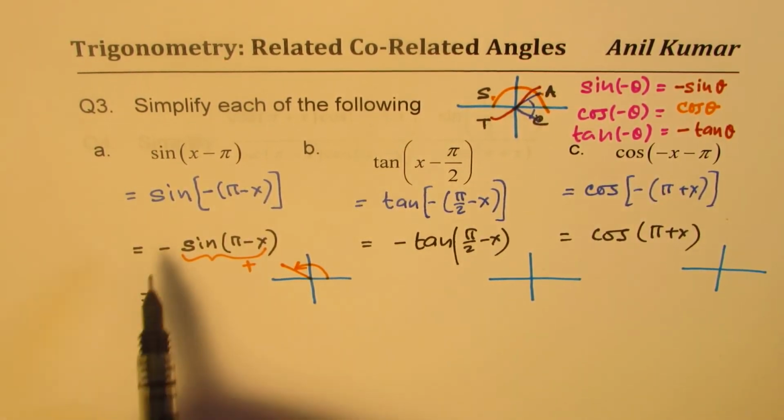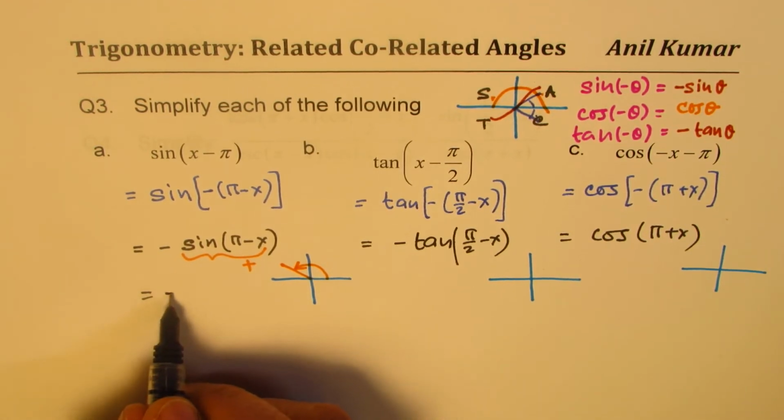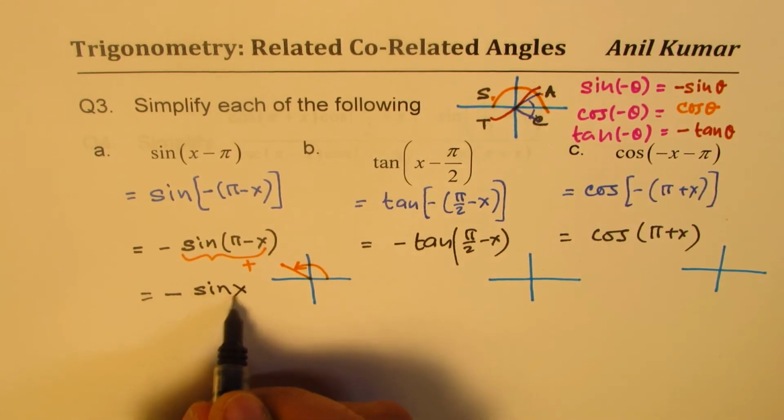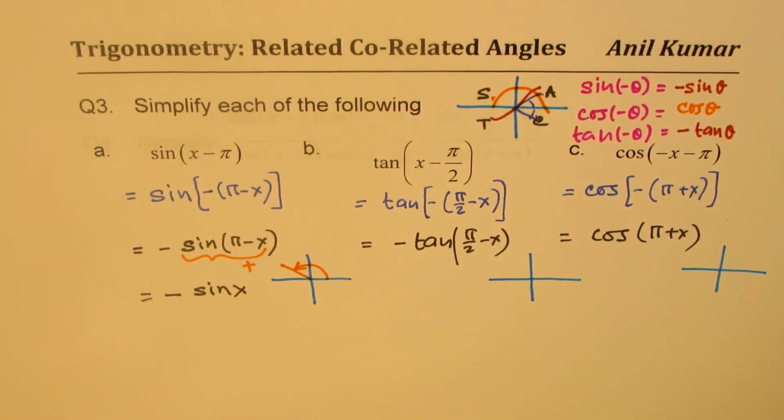So, but there is a negative sign there. That remains as negative, but this whole could be written as sine of x. So we get that as the simplified form, right?